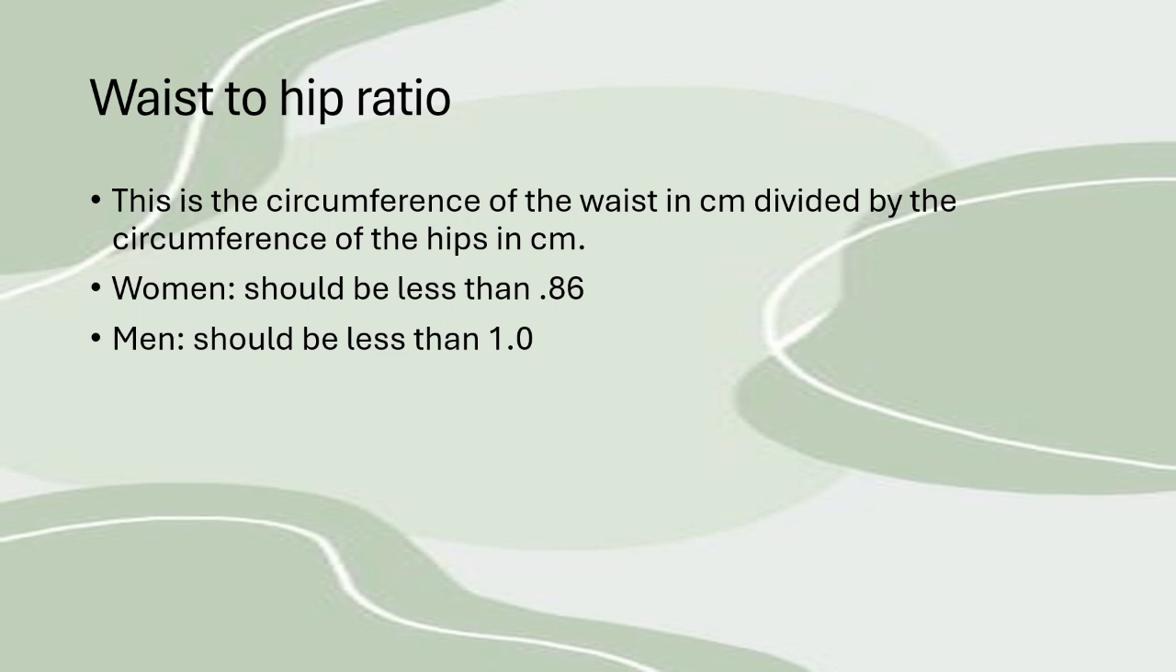So a good indication of where the waist-to-hip ratio value should be for both genders is that for women it should be less than 0.86 and for men it should be less than 1.0.